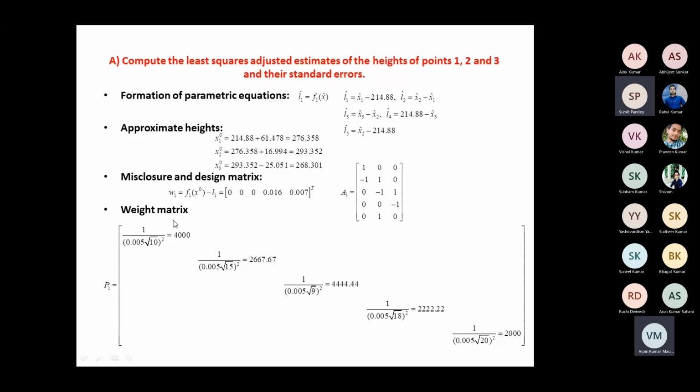Yes, sir. Sir, we have taken inverse of the sigma square, and sigma square we have calculated from the given function, that is 0.005 under root k. Good, very good. Alok, it is clear to you? Yes, sir. Praveen. Yes, sir. Please explain once again.